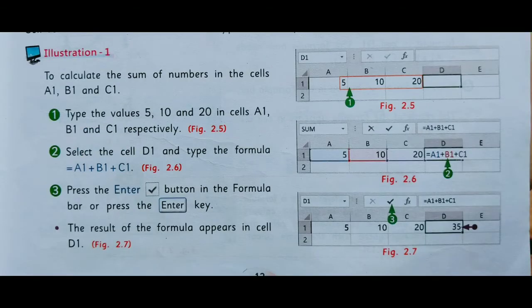Illustration 1. To calculate the sum of numbers in the cells A1, B1 and C1, you can see in the image, type the values 5, 10 and 20 in cells A1, B1 and C1 respectively. Then select the cell D1 and type the formula A1 plus B1 plus C1. Press the enter button in the formula bar or press the enter key. The result of the formula appears in the D1 cell.